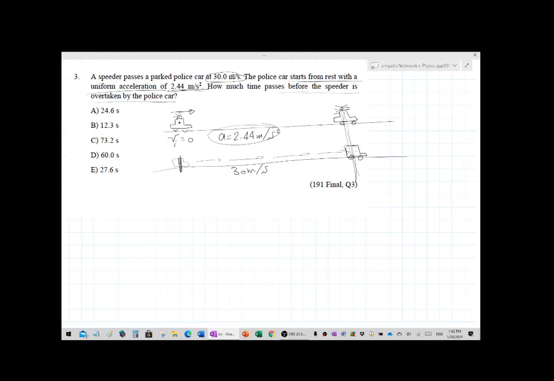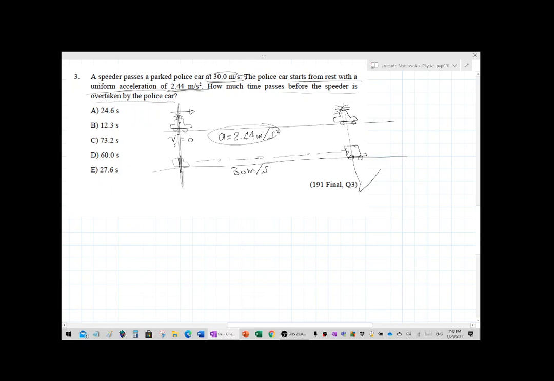We need to calculate the time until his car is overtaken by the police car. Okay, here I have 2 problems. Both of them have the same time because I will start counting the time starting from here and I will end it when he is caught by the police. So this is the time.